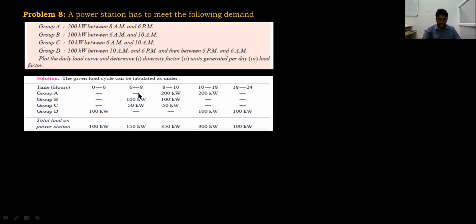In the next category of 6 to 8 p.m., this is not there. This is there. Therefore, I have to mention here, and this is there 6 a.m. to 8 a.m., means it is there in the slot, so I have to mention here. This is not there, therefore I'm not mentioning here.